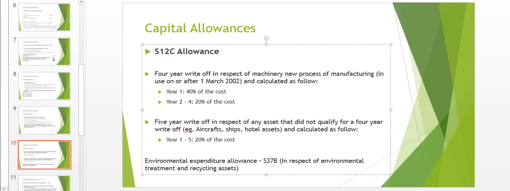So for year 2, 3, and 4, if this asset is a used asset, then the write-off will simply be 20% of the cost over a 5-year period. Okay. And then what you also get is the environmental expenditure allowance, so that's section 37B.